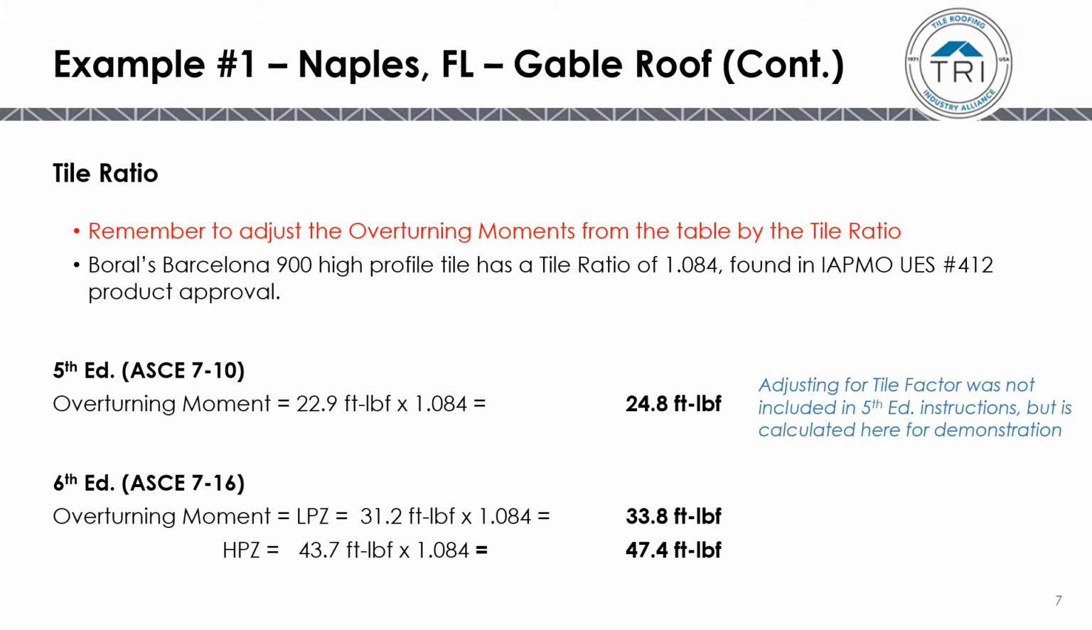Now remember, we need to adjust these values by the tile ratio, which is 1.084 for Borrell's Barcelona 900 that I found in their product approval. In the 5th edition, while it wasn't necessary to adjust for tile ratio, we will for this exercise for a comparison. So that value is multiplied by 1.084 to become 24.8, and with the 6th edition, we multiply each of those values by 1.084 and get values of 33.8 and 47.4 foot-pounds force.